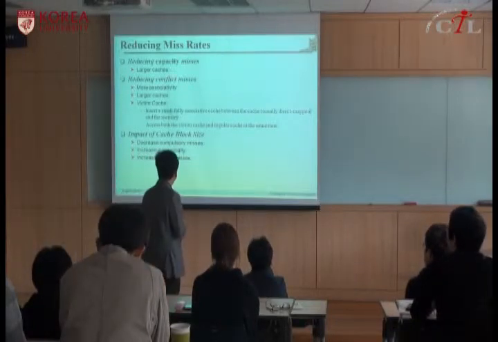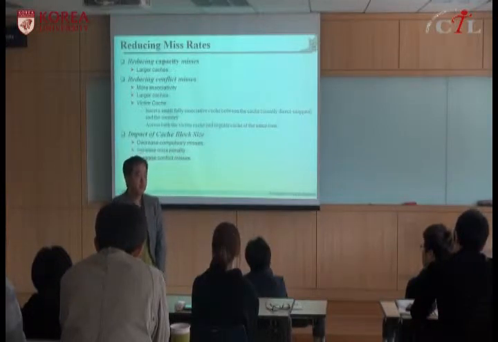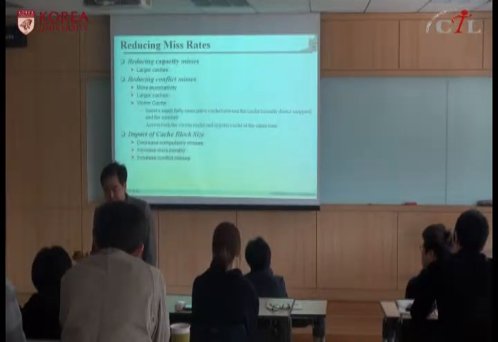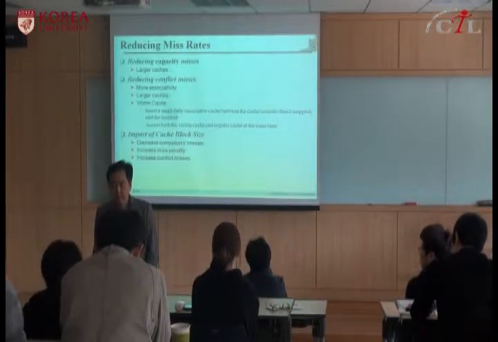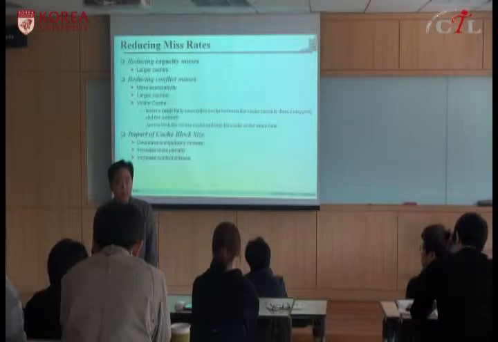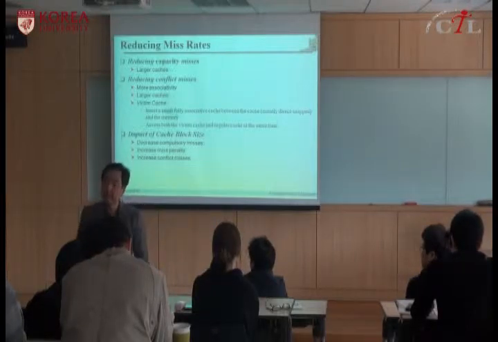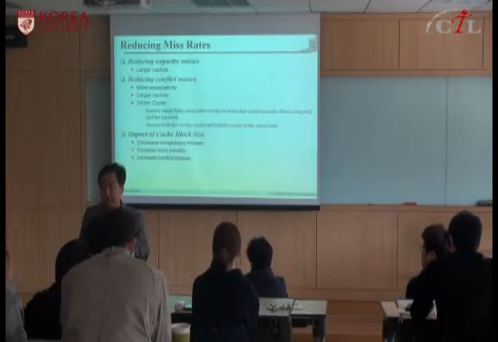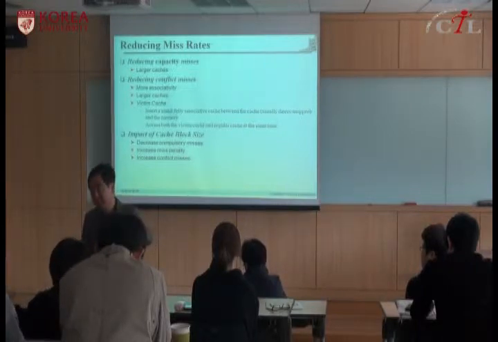Okay, reducing conflict misses. If you have a direct mapped cache, you can reduce conflict misses by increasing associativity, which means you can employ a set associative cache. Compared to a direct mapped cache, by having a set associative cache, you can reduce conflict misses substantially. Right? If you have a four-way set associative cache, you can reduce further.